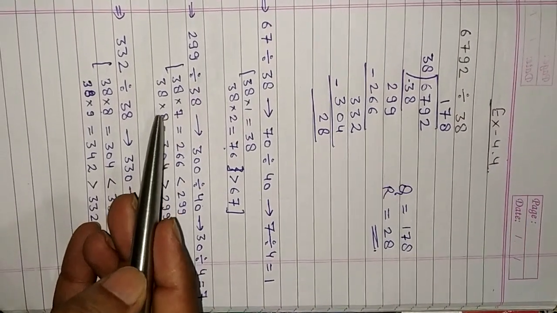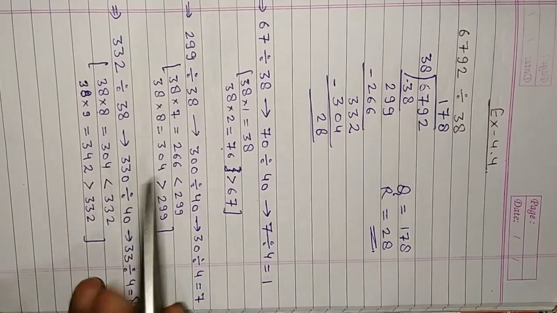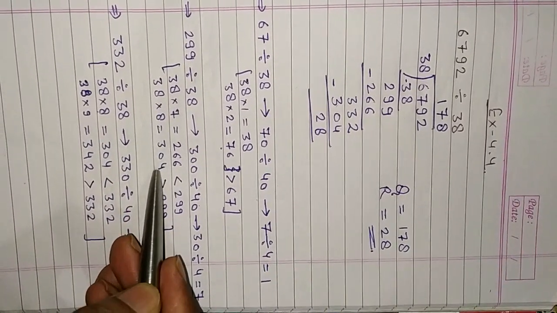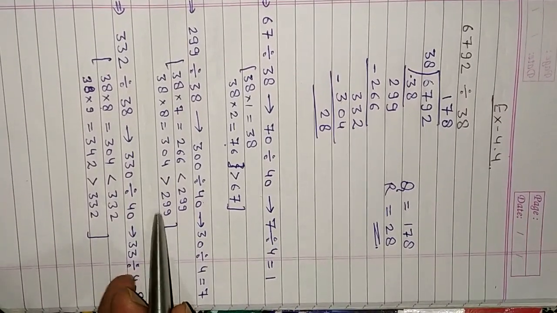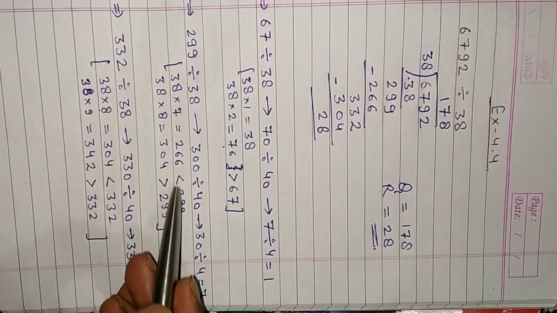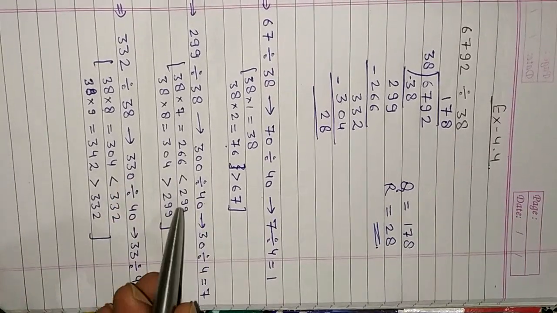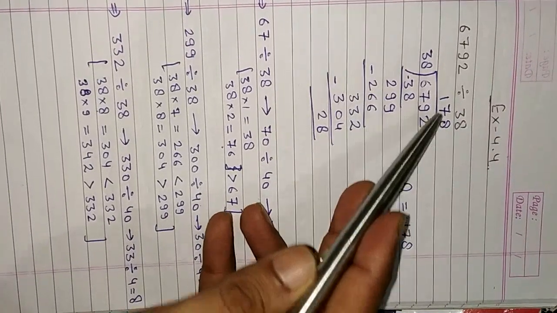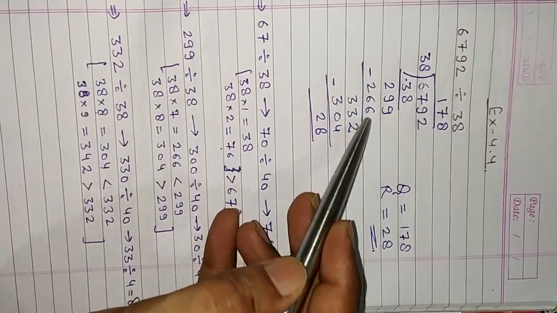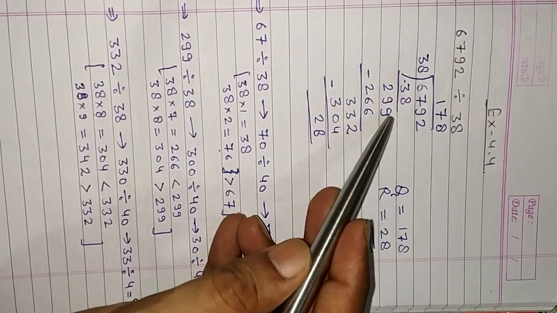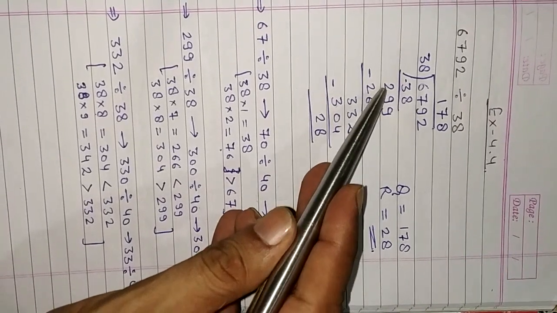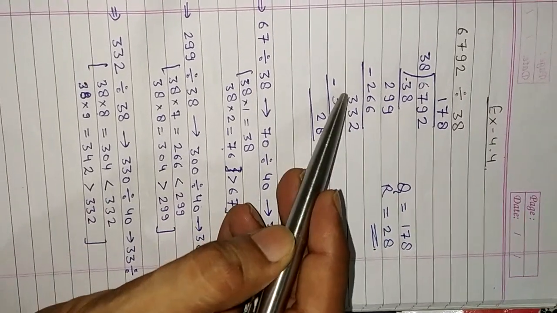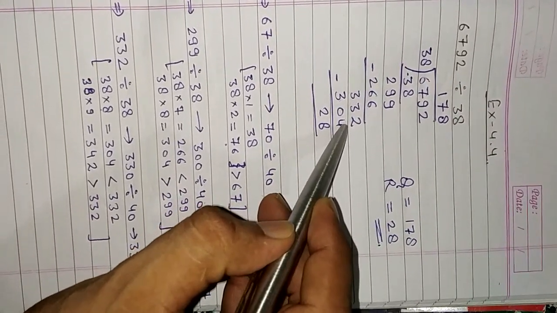Now check for a number greater than 7. 38 into 8 is 304, which is greater than 299, but we have to take the smaller one, meaning 7, because this number is smaller than 299. So 38 sevens are 266. Subtract 266 from 299, we got 33. Now carry 2. Now the number is 332.